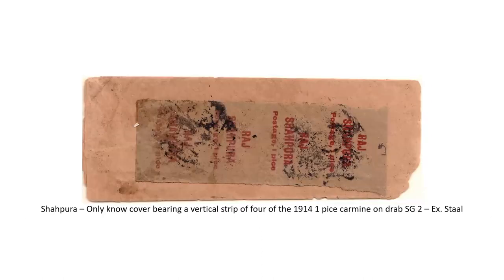Now we have a vertical strip of 4 of the second stamp of Shapura. This is the 1 pice carmine on drab paper. This also is ex-Fritz Stahl. Fritz Stahl was the biggest collector of Shapura. And I was very lucky to acquire his collection. It's actually a very complicated story. Someday.